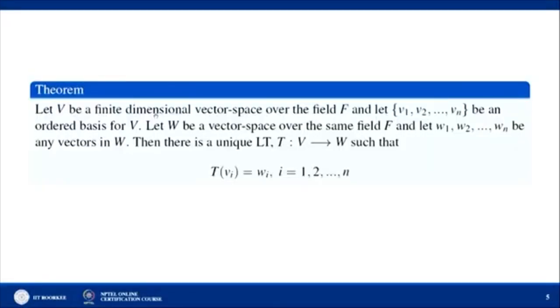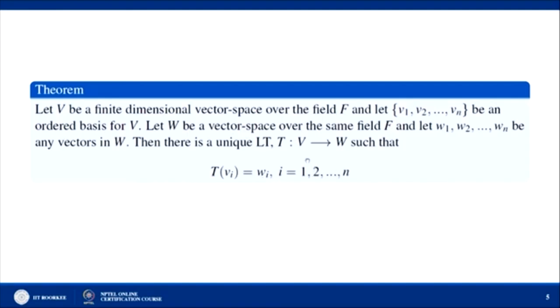Now, the next theorem is: let V be a finite dimensional vector space over the field F and let V 1, V 2 up to V n be an ordered basis for V. Let W be a vector space over the same field F and let W 1, W 2 up to W n be any vectors in capital W. Then there is a unique linear transformation T from V to W such that T of V i equals W i for i equal to 1 to n.